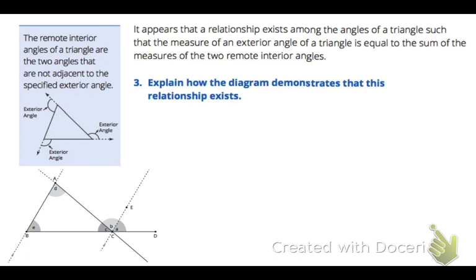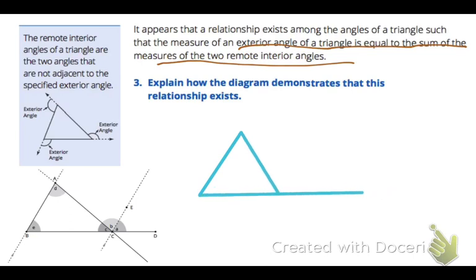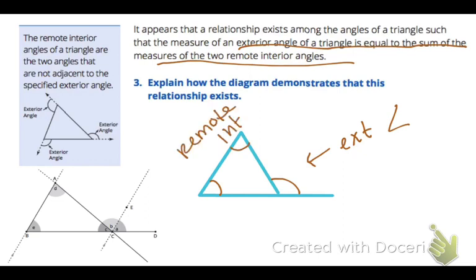Okay, so on this one, they're asking us to see how we can use this diagram to see if the relationship exists, if we have the exterior angle of a triangle equal to the sum of the measures of the two remote interior angles. Now, if you remember, I had you draw this picture last time in your notes. I gave you a triangle here, and then I told you that this angle here was the exterior angle, and then I said that this angle and this angle are what we call remote interior angles.